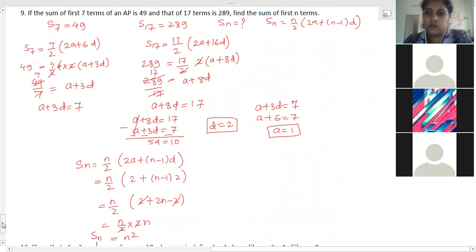Ma'am, for the 10th question, is it fine if we find only 2 terms of the AP, or should we find more? Enough? No issue. If you find out the third one, that is better. But if you do 2 also, it's okay. If you don't have time, you can do 2, then also it will work. You can find out the third one immediately, without solving. Difference is known, directly add it to the second term to get the third term.